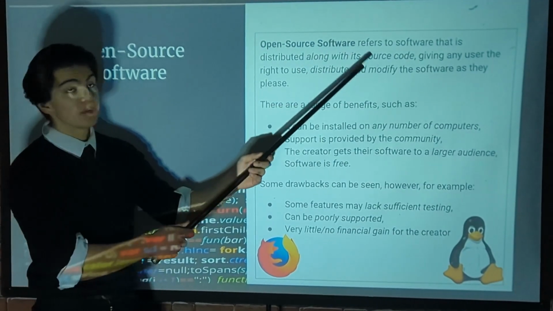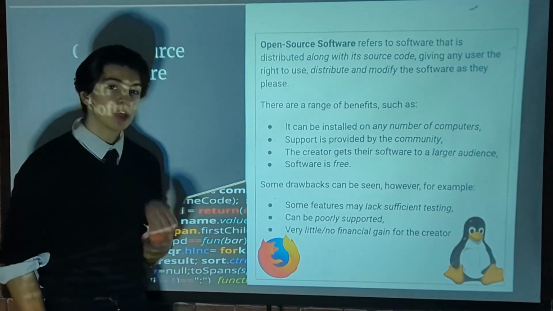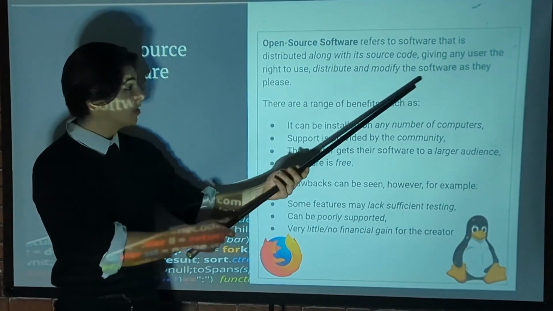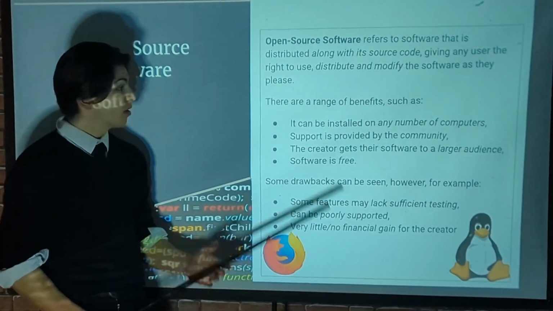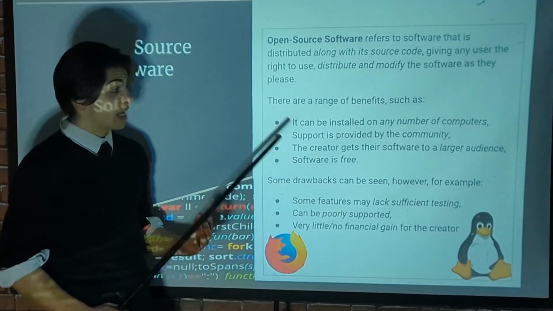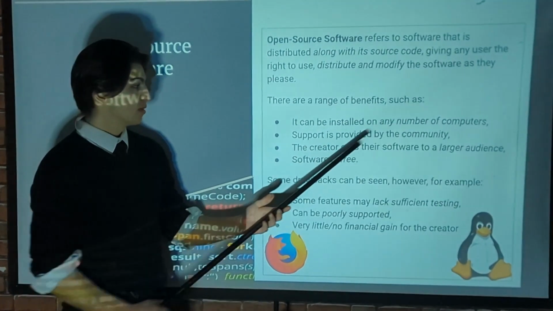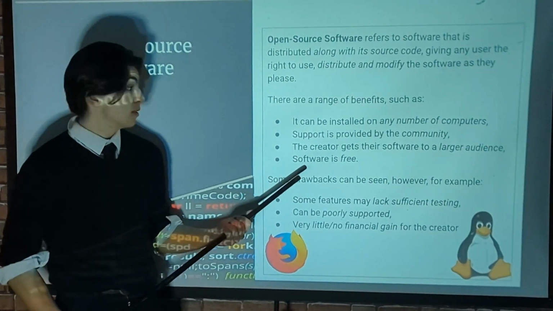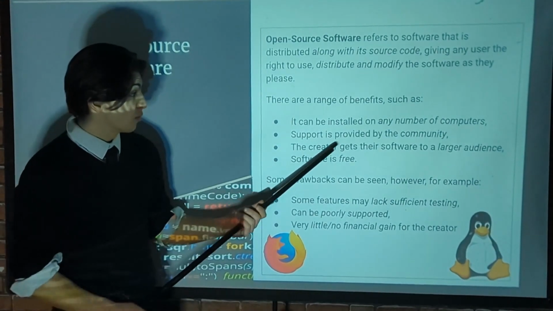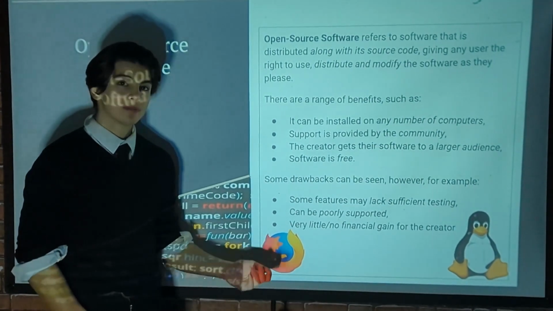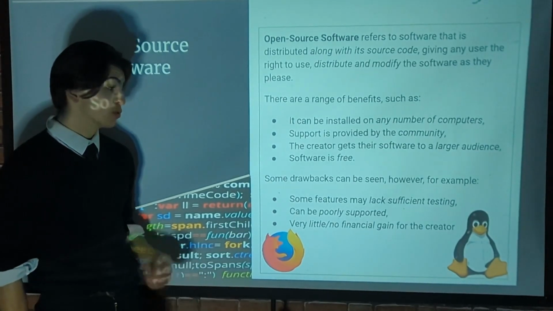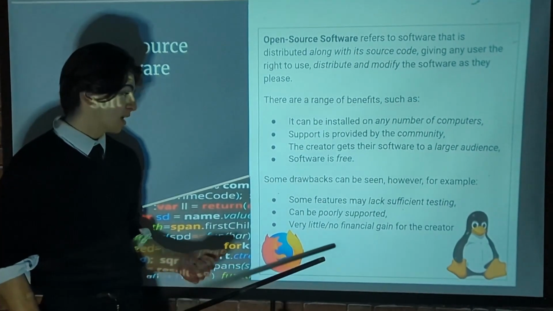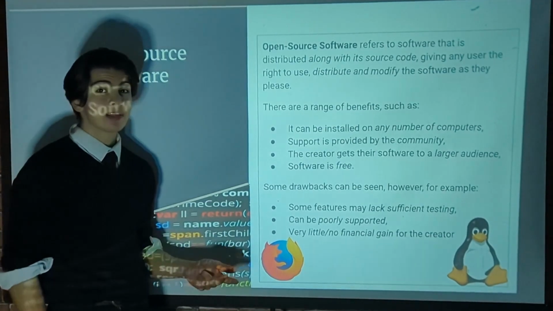Open source software refers to software that is distributed along with its source code, giving any user the right to distribute or modify the software as they please. There are a range of benefits. For example, it can be installed on any number of computers, support is provided by the community, and the creator gets their software out to a larger audience, and of course, the software is free. Some drawbacks can be seen, however. For example, some features lack sufficient testing, it can be poorly supported, and there is very little or no financial gain for the creator.